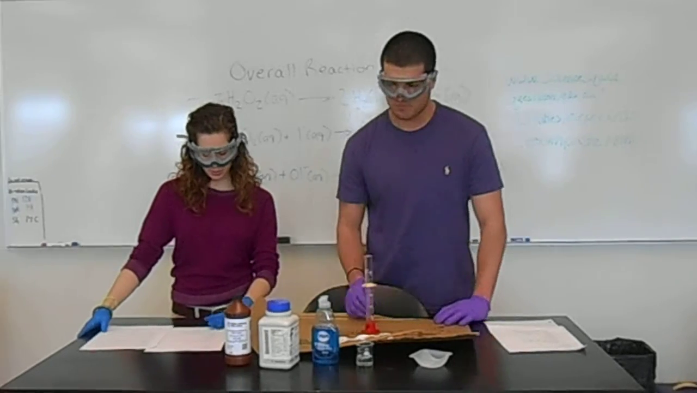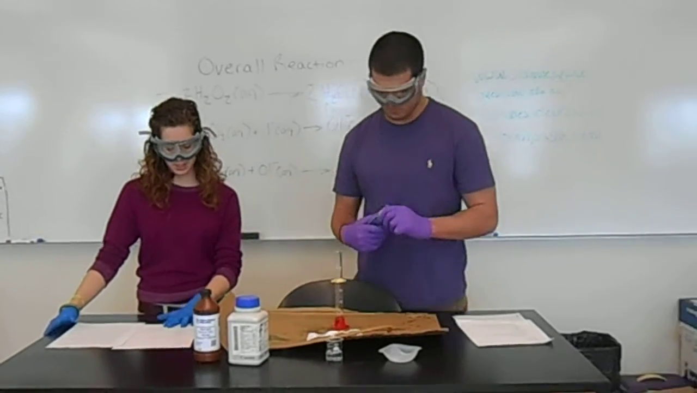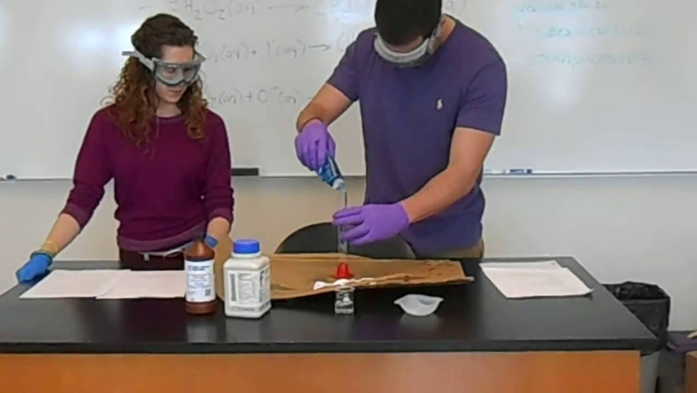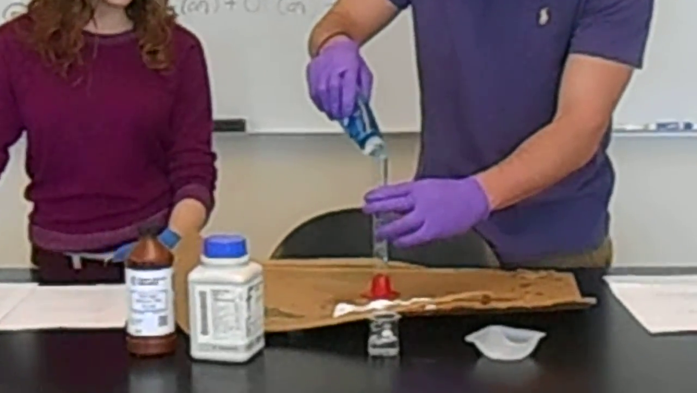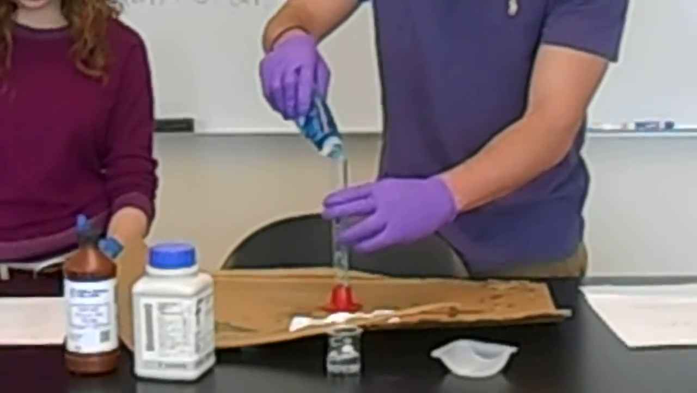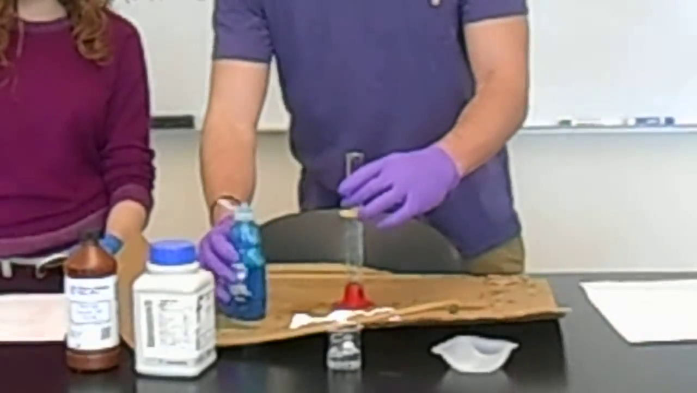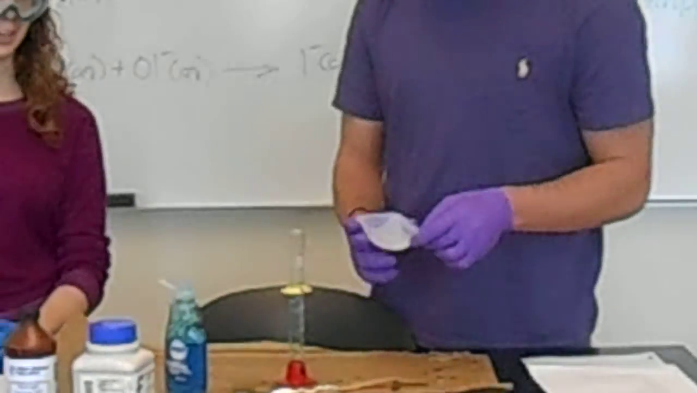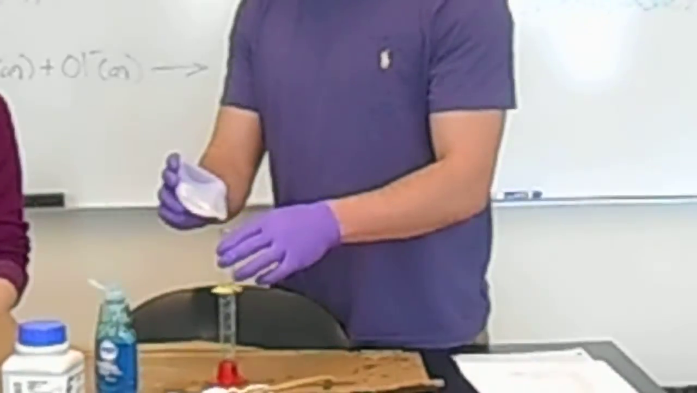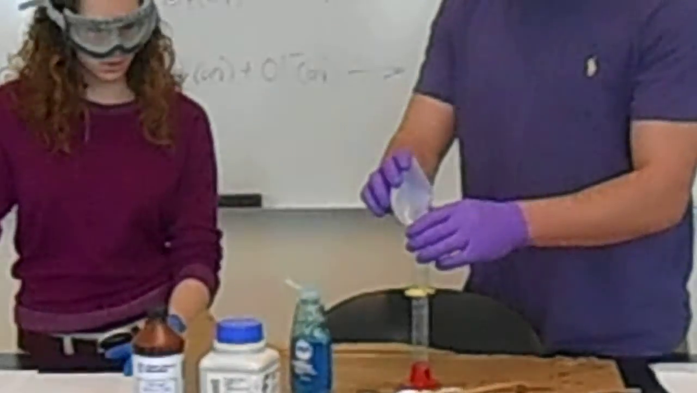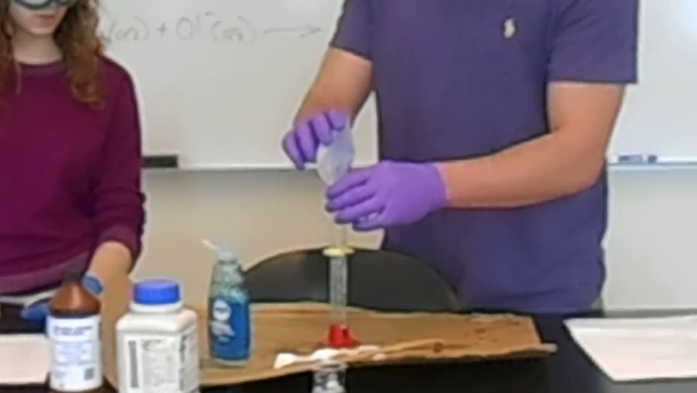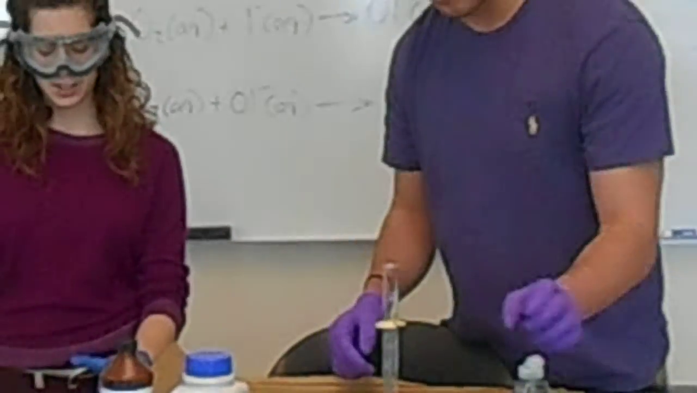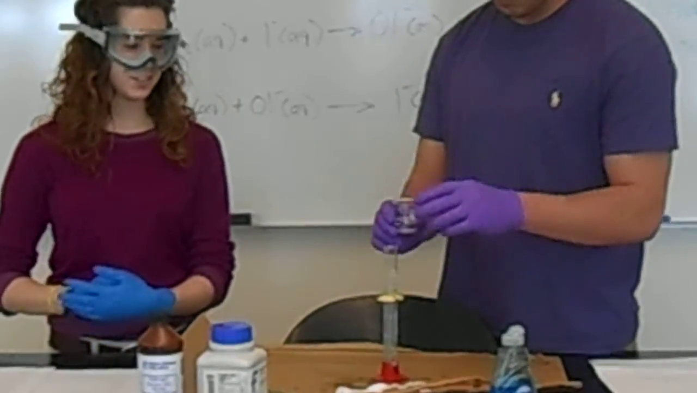First we poured 1.5 milliliters of Dawn into the 50 milliliter graduated cylinder. And then we poured 1 gram of potassium iodide into the 50 milliliter graduated cylinder. And then we poured 10 milliliters of hydrogen peroxide into the 50 milliliter graduated cylinder.